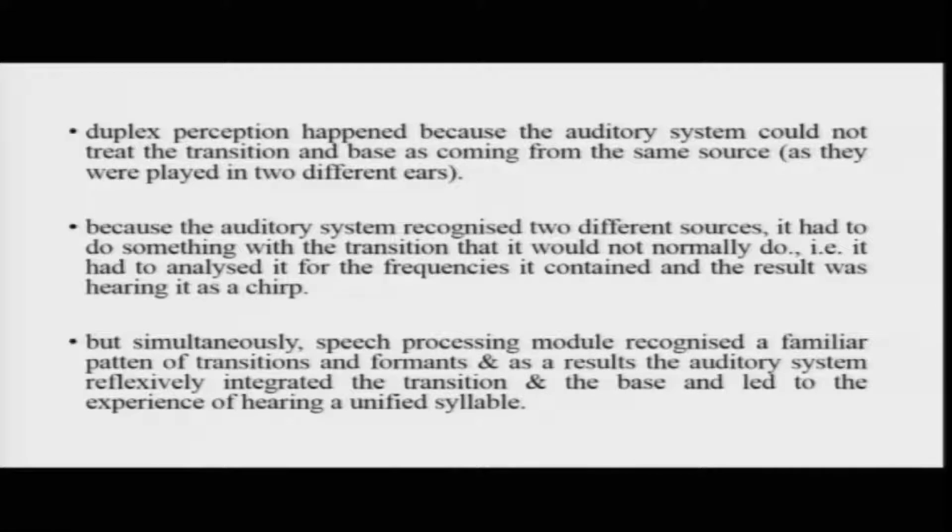So moving further, duplex perception happened, as I said, because the auditory system could not treat the transition and base as coming from the same source. Because the auditory system recognized two different sources, it had to do something with the transition that it would not normally do. So it analyzed that as a non-speech sound in terms of frequencies. That is why you hear the chirp and the buzz. But simultaneously the speech processing module recognized a familiar pattern of transitions and formants, and combined the base and the transition, and that resulted in the auditory system reflexively perceiving the phoneme that was split. Okay. So that leads to the perception of the unified syllable.